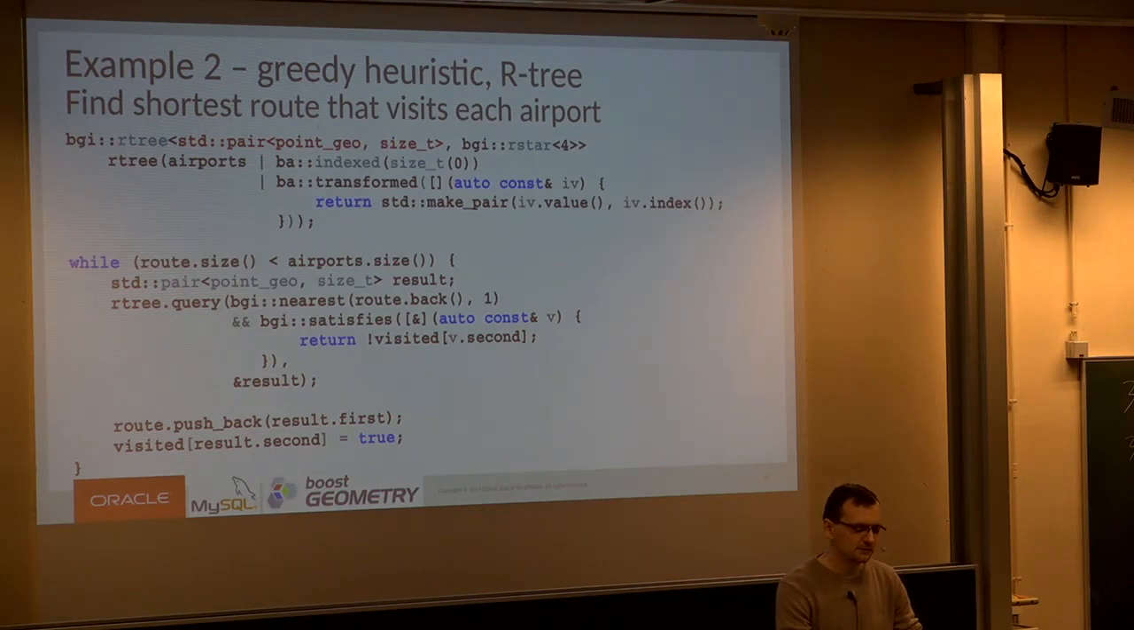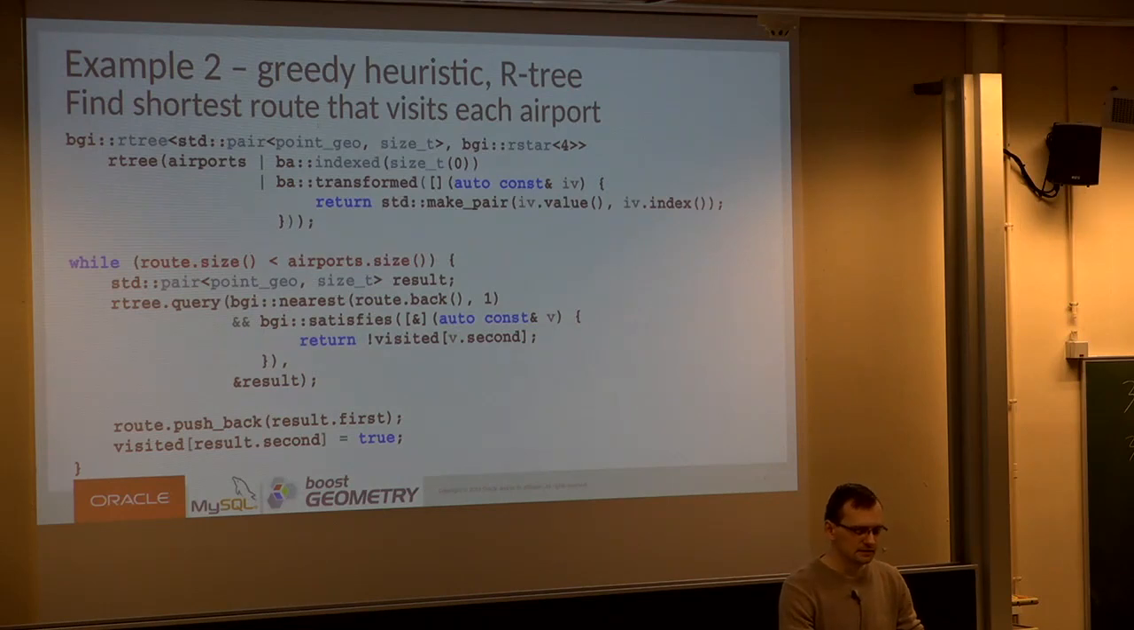So I'm storing a pair. This works by default. I could create a vector of pairs first, but I decided to do it on the fly using Boost range adapters. So here I'm creating a range representing, first, indexing airports with an index starting from zero, and then transforming this range of indexed airports into a range of pairs. This is what you can do with Boost range adapters.